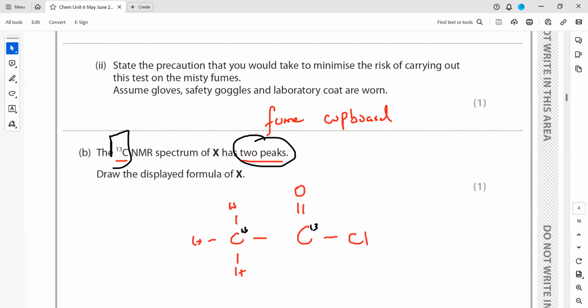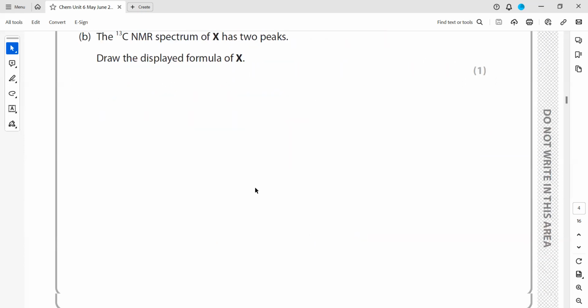Why does carbon 12 not give a peak? Because carbon 12 has an even number, like 6 protons and 6 neutrons, so they cancel out the magnetic effect of each other. But carbon 13 has an odd number, so there is an overall net magnetic field. That's why it shows results in nuclear magnetic resonance.